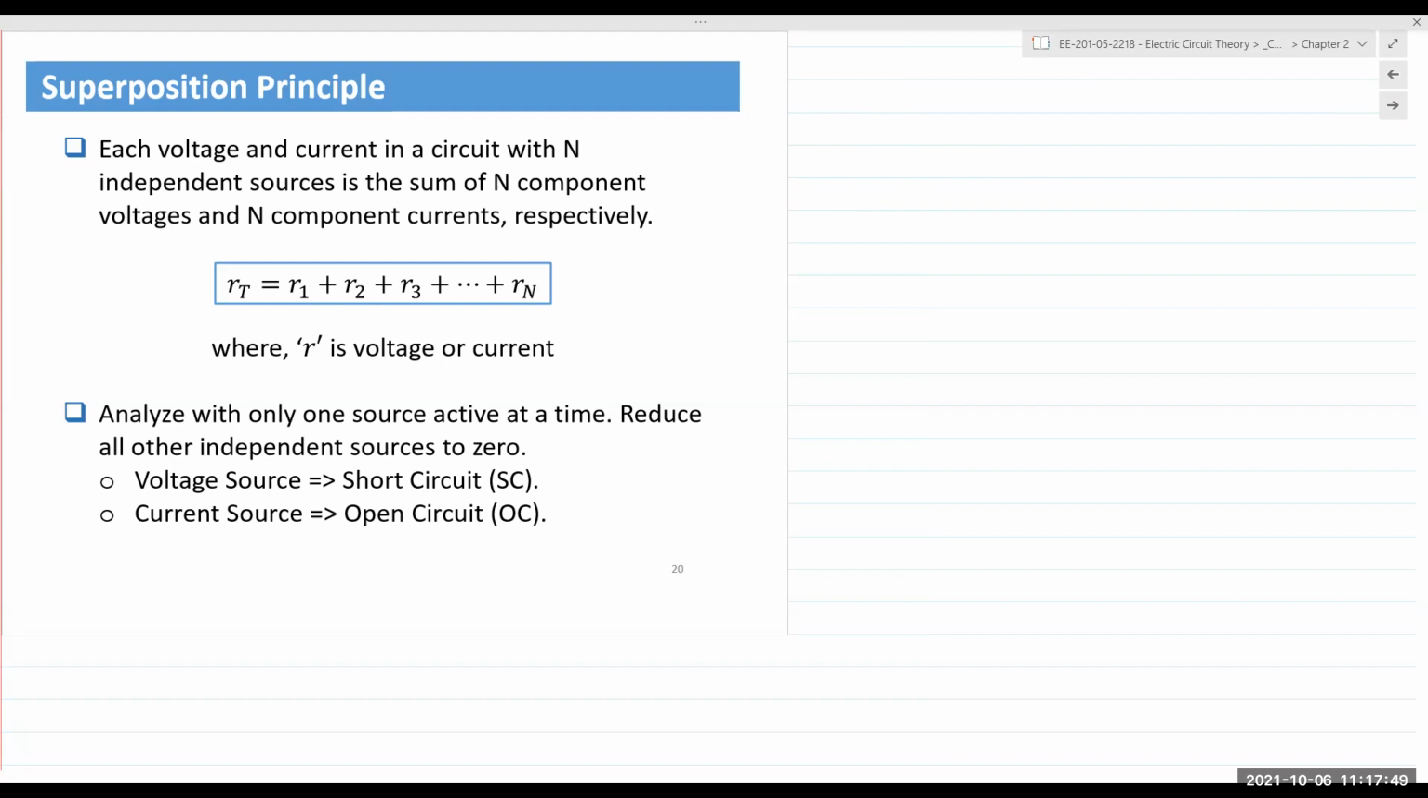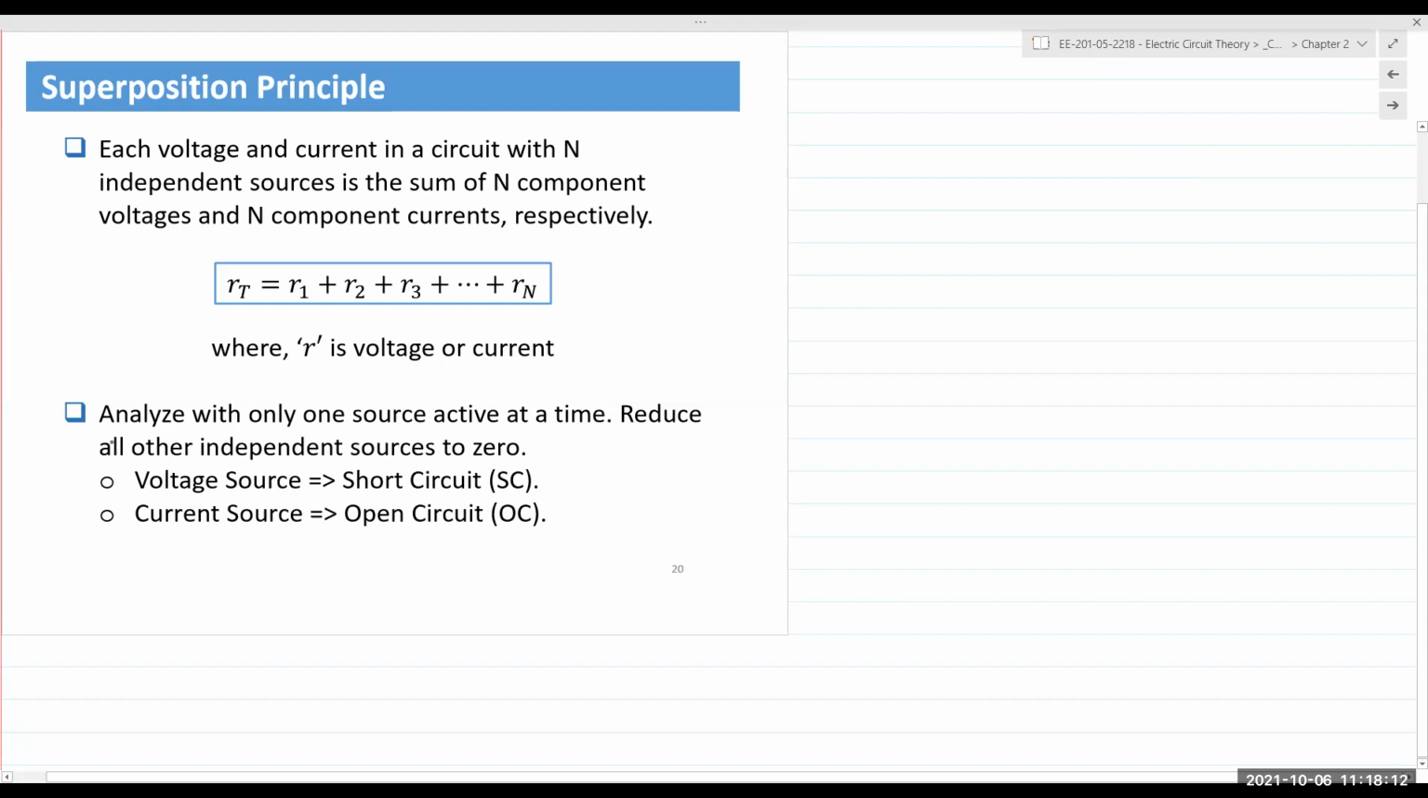So how do we analyze only one source active at a time? Well, we do that by reducing all the independent sources to 0. Remember, we only talk about independent sources in this class, right? Dependent sources cannot be reduced to 0, so we won't even talk about those.